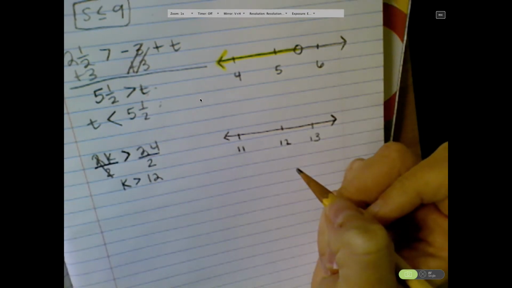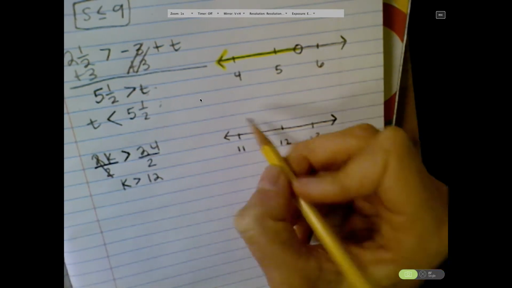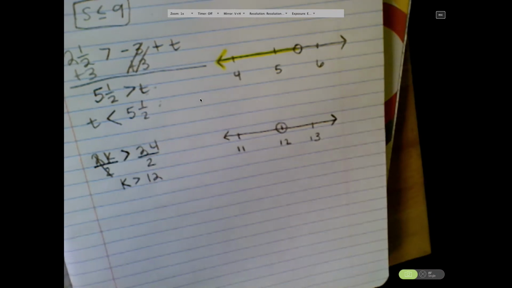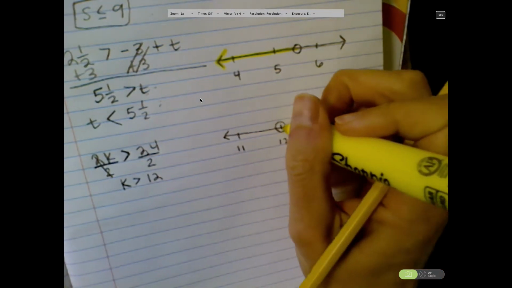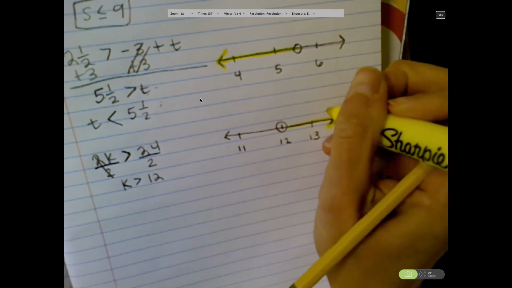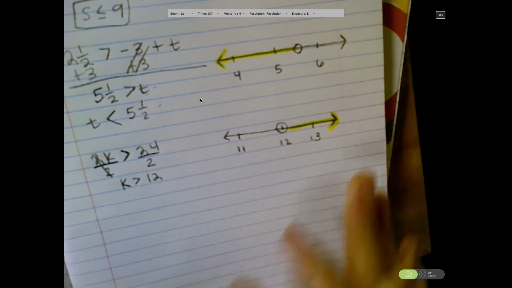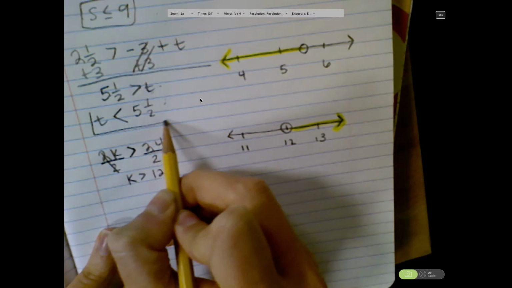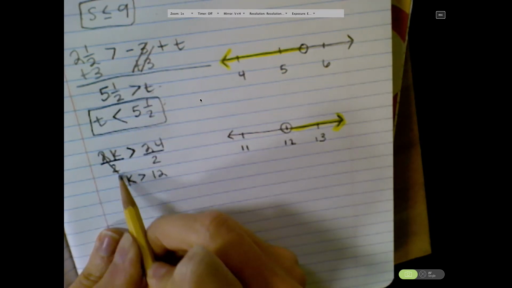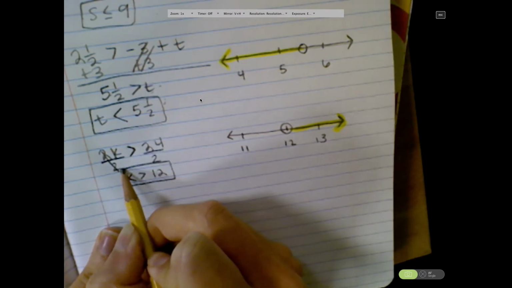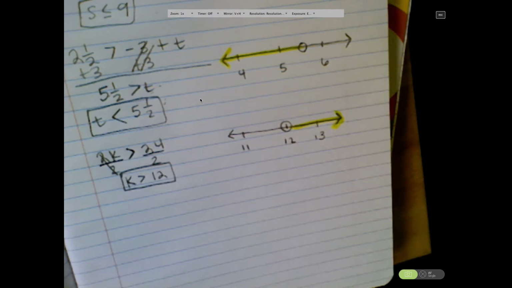So my graph would include what kind of circle at 12? Open. And my arrow should point to the right. So what are some possible values of k in this example? 13, 14, 15, 16, 17, 18, 19. What about 12? No, it cannot be 12.